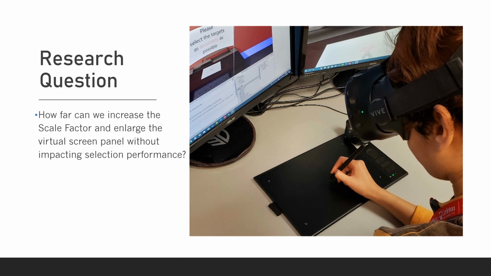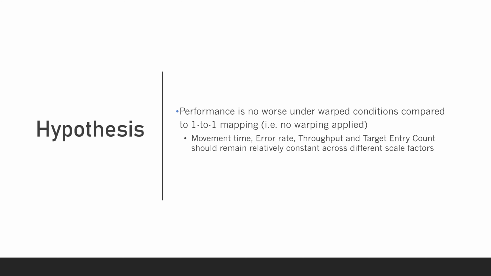The question we wanted to answer was how far can we increase the scale factor and enlarge the virtual screen panel without impacting user selection performance. Based on Coley's previous work on redirected touch, we hypothesized that performance will be no worse under warp conditions compared to one-to-one mapping, meaning no warping at all.